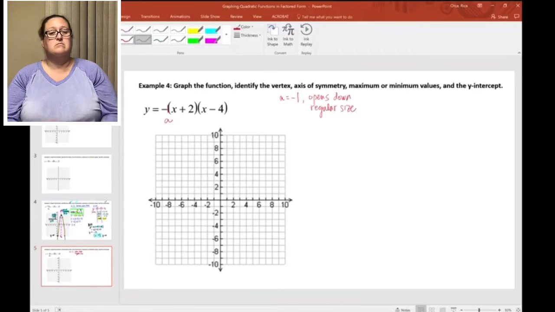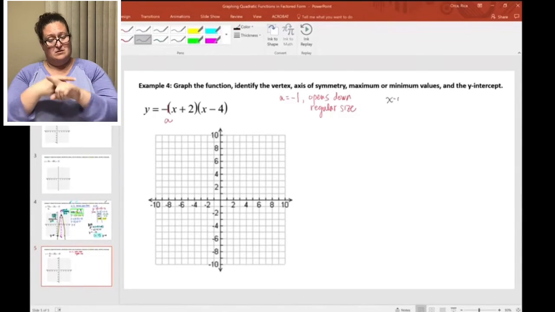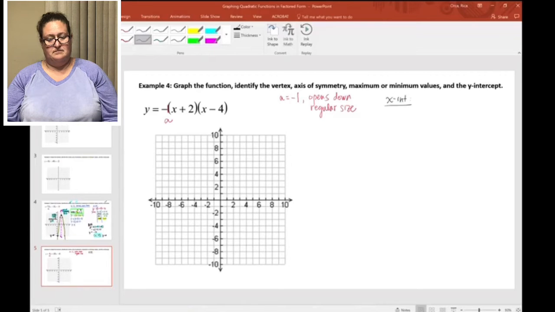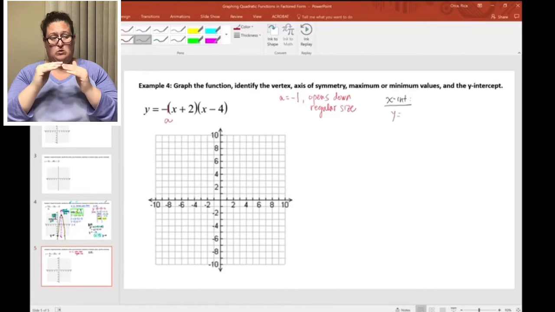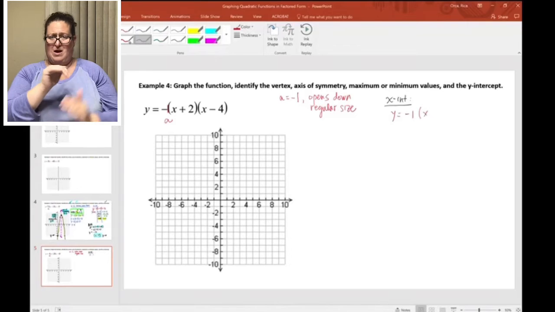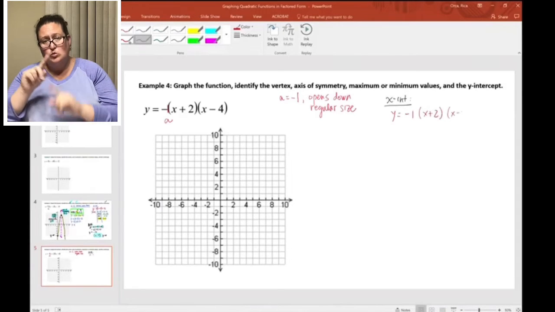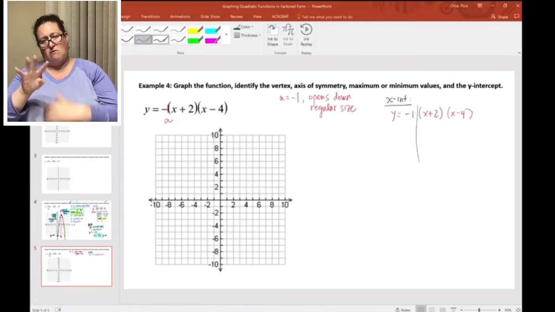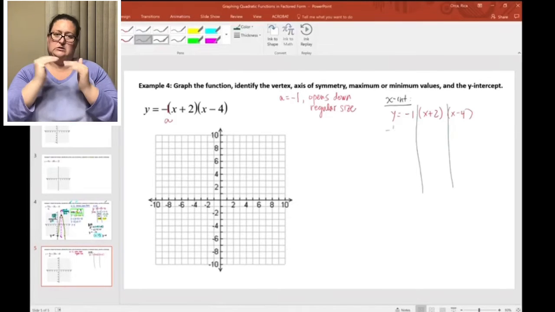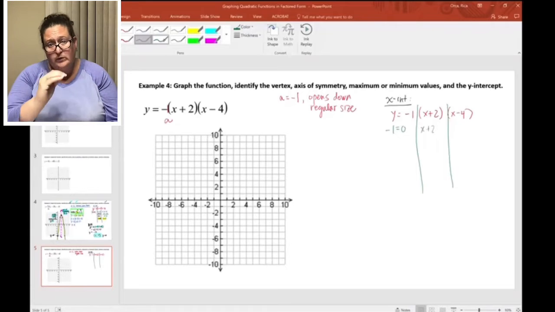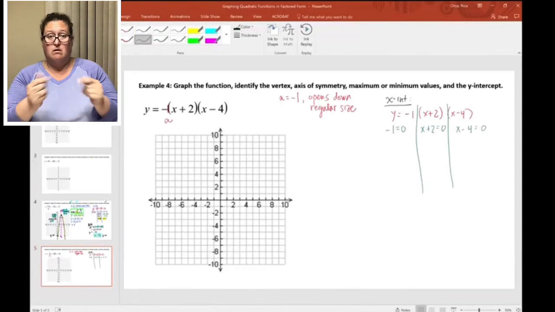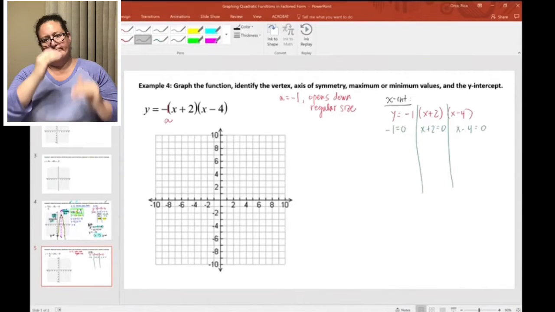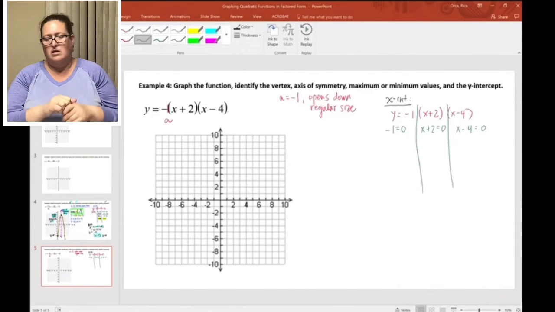Moving on, let's find our x-intercepts. For our x-intercepts, we want to set each factor equal to 0. So let's rewrite this as y equals -1 times x plus 2 times x minus 4. And once again, we want to set each factor equal to 0. -1 equals 0, x plus 2 equals 0, x minus 4 equals 0. Afterwards, we're going to solve for x. Well, -1 can't equal 0. There's no variable in -1 equals 0. So let's cross that out.